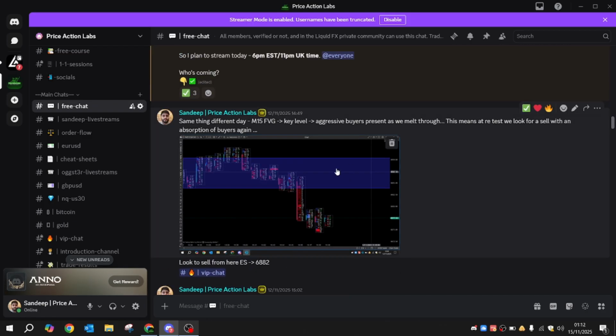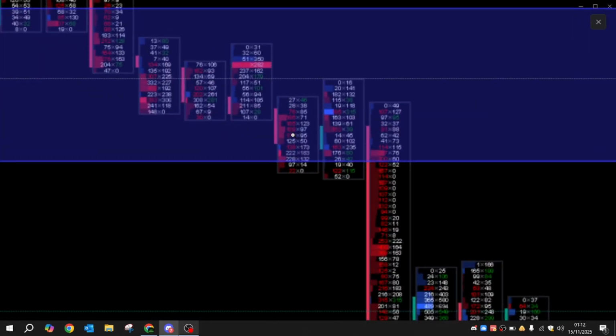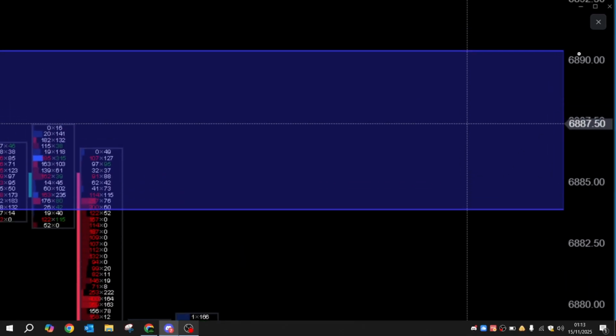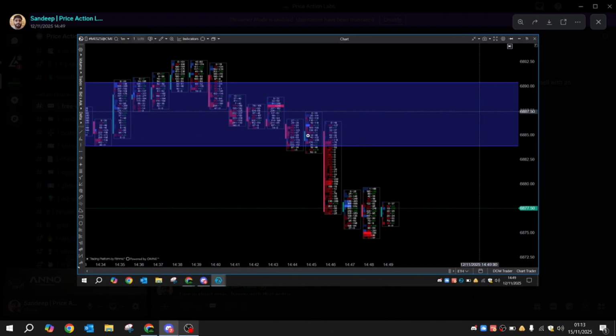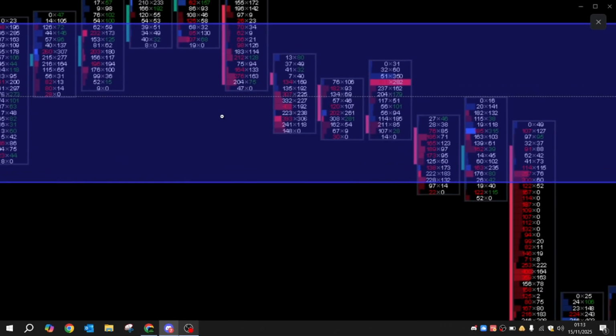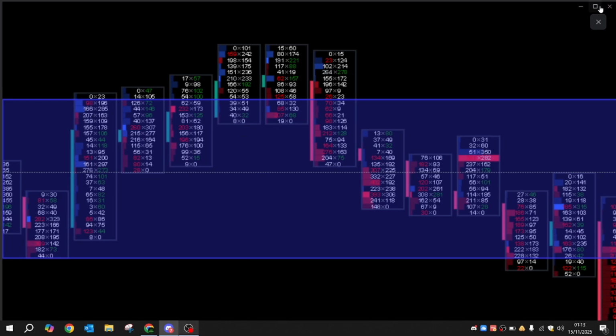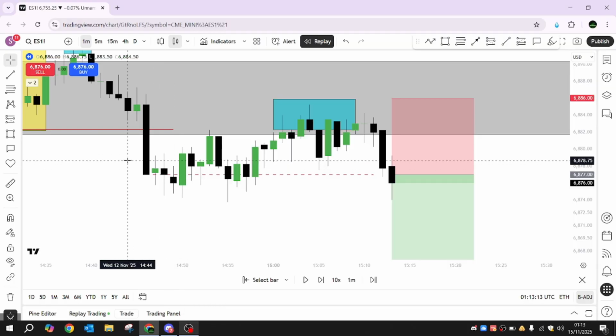So from an order flow perspective, let's break this down now. On ES, this key level is about 68.90 to 68.80 area. Let's call it 68.90 to 68.80. This key level was very, very telling, and I want all the traders to understand what was going on here. So let's break this down candle by candle.